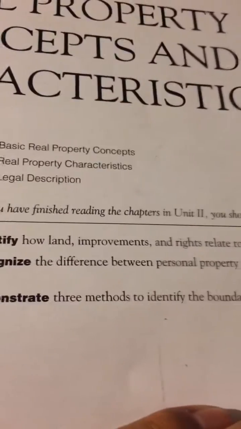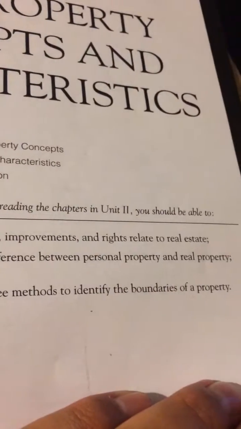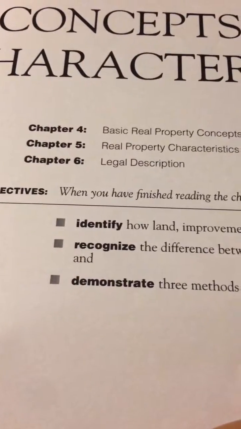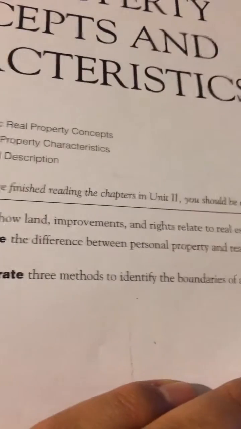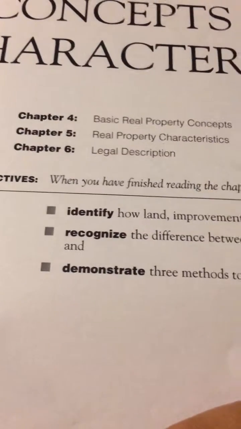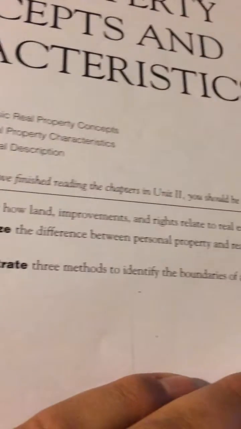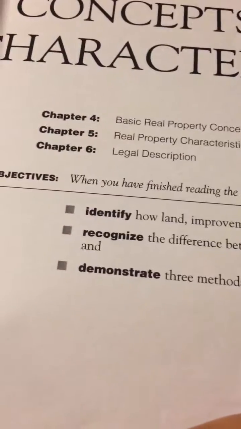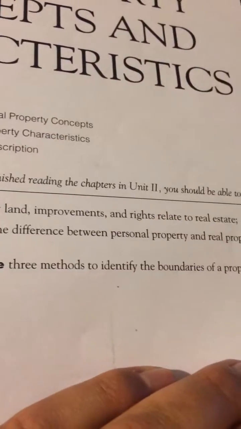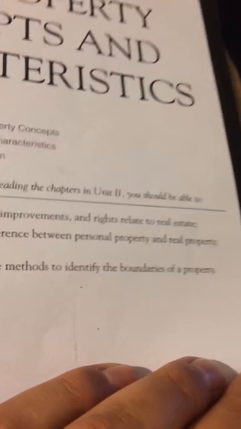When you have finished reading the chapters in Unit 2, you should be able to identify how land, improvements, and rights relate to real estate. Recognize the difference between personal property and real property, and demonstrate 3 methods to identify the boundaries of property. Chapter 4, Basic Real Property Concepts.